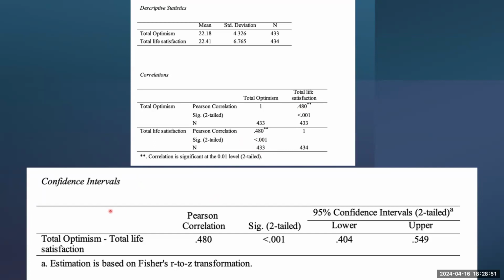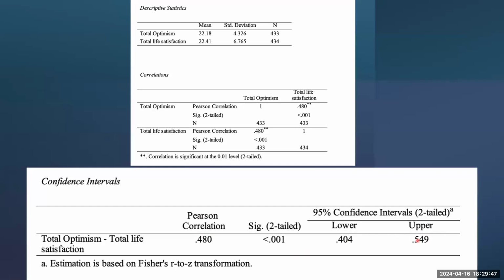Now, remember, the other important information is the confidence intervals. We know that the correlation is 0.480, but what the 95% confidence interval means is that if we were to conduct this study 100 times, pulling a random sample from the same data set, then 95% of the time the true Pearson's correlation will be as low as 0.404 and as high as 0.549. So this 0.480 sits right here, and we're saying it will be as low as here and as high as here. Again, that confidence interval gives us a lot more meaning than the significance value.